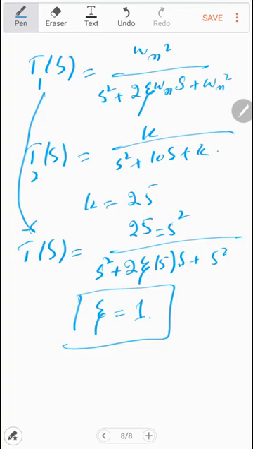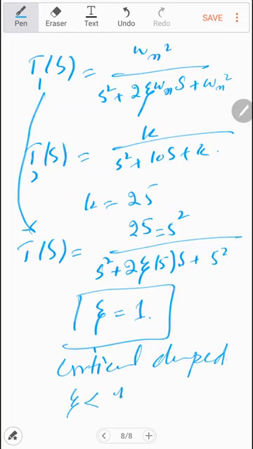This means that when k is equal to 25, the response of the system will be a critically damped system. We already know that when zeta is equal to 1, the response of the system will be critically damped. Similarly, you can also try for k less than 25, and then you will get zeta greater than 1, so it will be an overdamped system, and this will be for k less than 25.